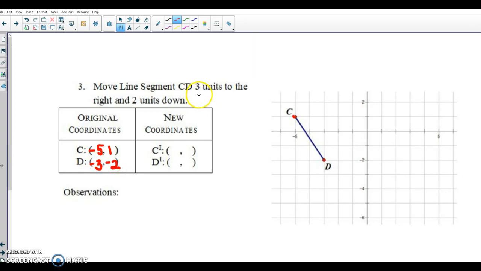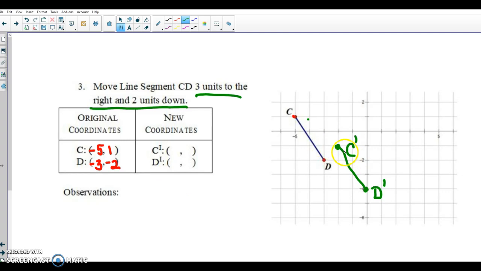Now, this time I'm moving double. So I'm moving 3 units to the right and 2 units down. So I'm going to take each one separately. 3 units to the right, 1, 2, 3, and 2 units down, 1, 2. And that becomes C prime. And then D is 3 units to the right, 1, 2, 3, and 2 down, 1, 2. And then draw your new line.